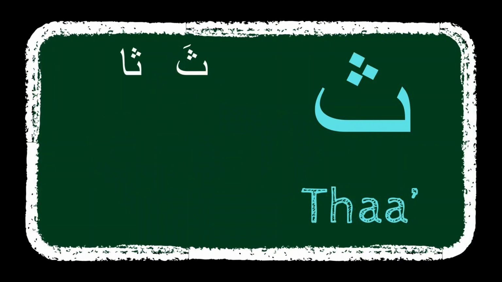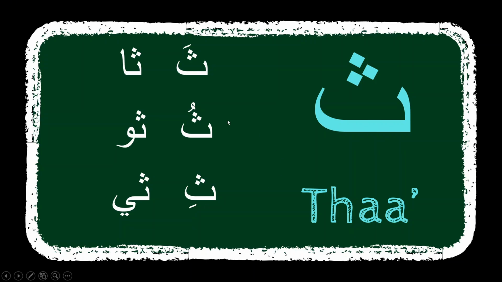The next letter is tha. Okay? So tha, this is the tha in the long and short vowels. So we have tha, thu, thi. So let's start from the beginning. We have tha, tha, thu, thu, thi, thi.